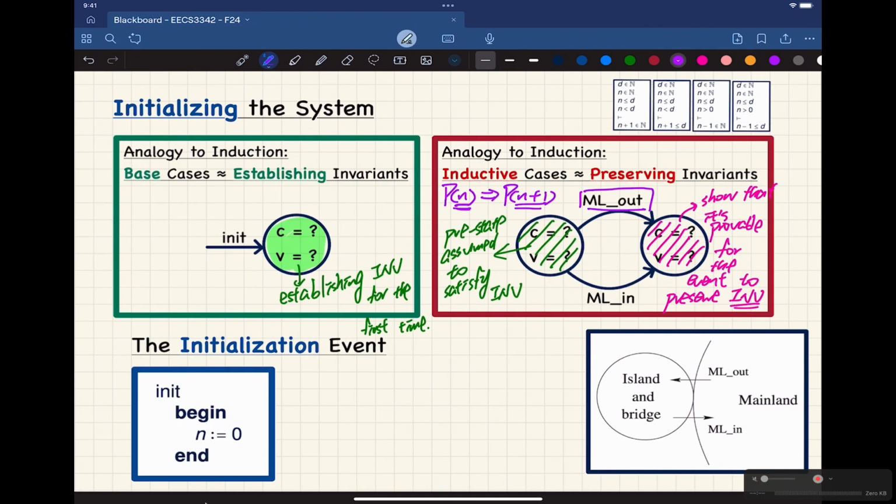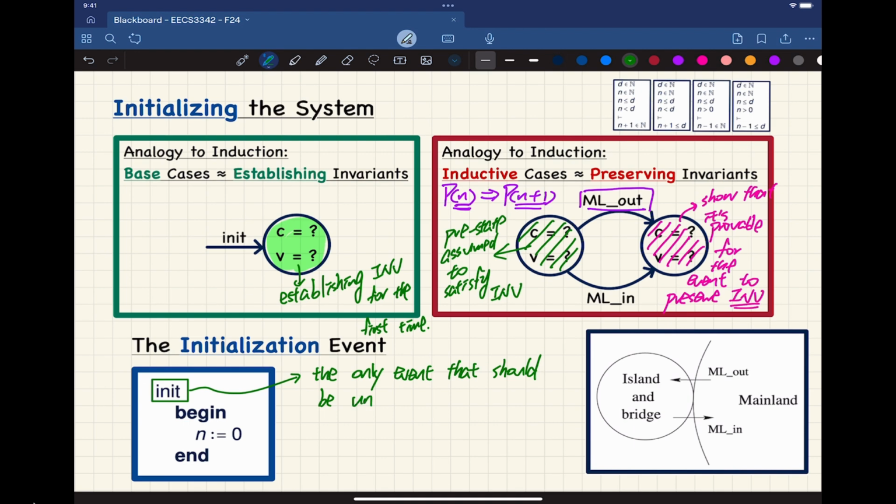That's the only event you should really have with no guards. All right, let me write it down. This is the only event that should be unguarded. So what that means is initialization is always possible.